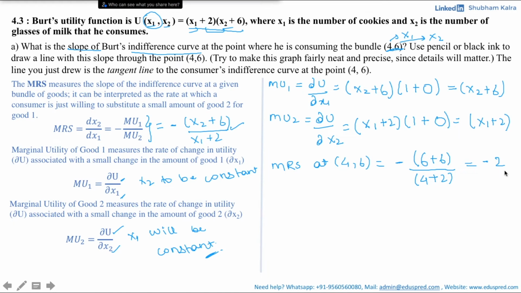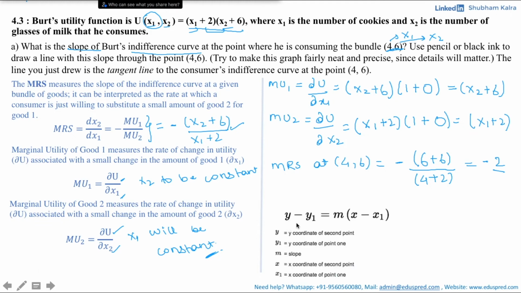The question further asks us to use pencil or black ink to draw a line with the slope through the point 4, 6. Now, in order to draw a line having the slope of minus 2 and passing through the point 4, 6, we need to first find the equation of the line. The equation of a line passing through one particular point and having a given slope is y minus y1 is equal to m times x minus x1, where y is the y coordinate of the second point, y1 is the y coordinate of point 1, m is your slope, x is the x coordinate of the second point, and x1 is the x coordinate of point 1.